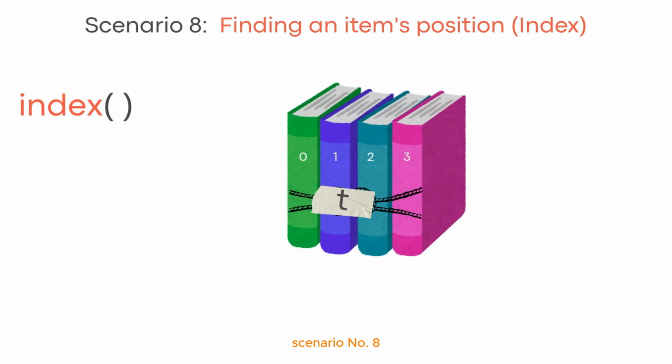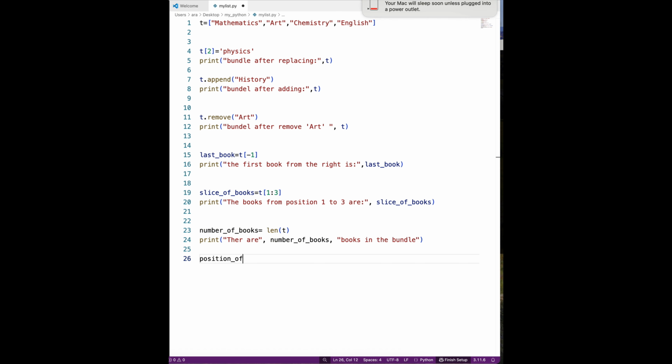Scenario number 8. Finding an item's position, index. Let's ask the librarian, can you tell me the position number, or we can say the index, of the English book? Position of English equal to T dot index function English. Print the book English is at position, comma, position of English. Let's check the results.